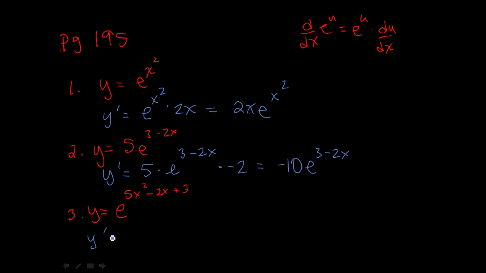On this last one, we keep this first part the same. So all of that stays the same. And then we multiply by the derivative of the exponent, which is 10x minus 2. Make sure that that 10x minus 2 is in parentheses, because if it's not, you have the wrong answer.